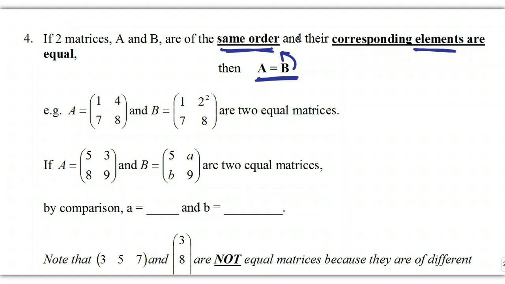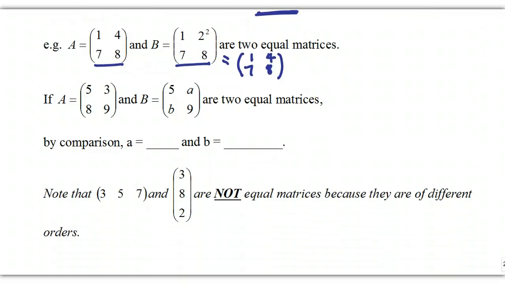So for instance, if you look at the example, if matrix A is this, and matrix B is this, if you simplify matrix B, this is equal to 1, 4, 7, 8. You find that they have the same order and their elements are exactly equal, so we say that they're equal matrices. How do we make use of this?